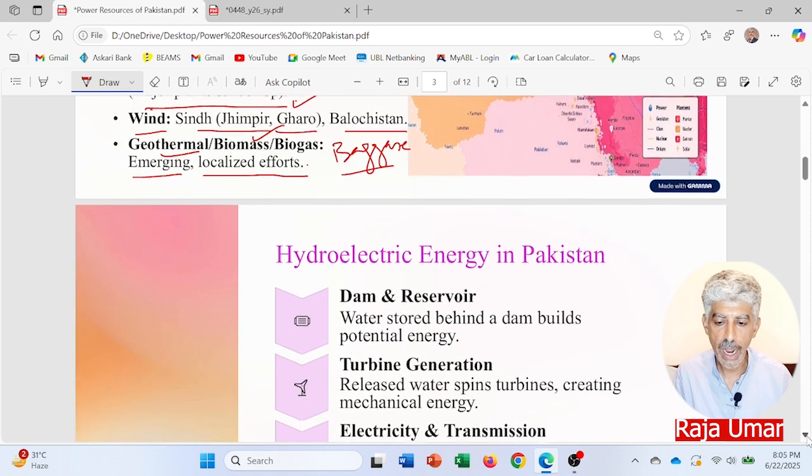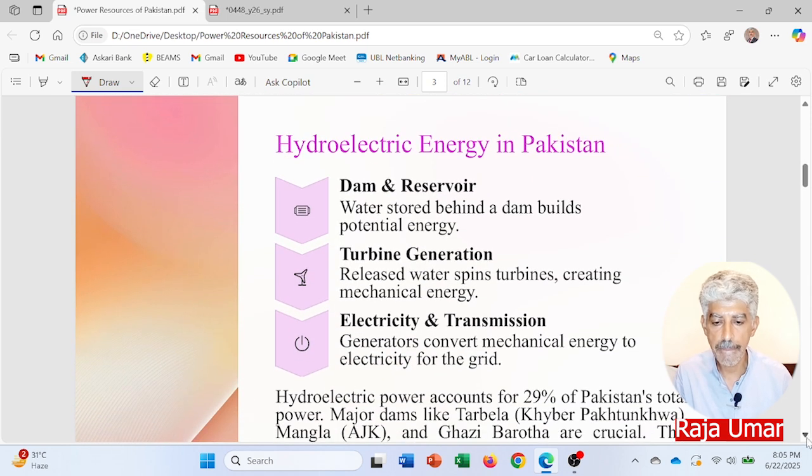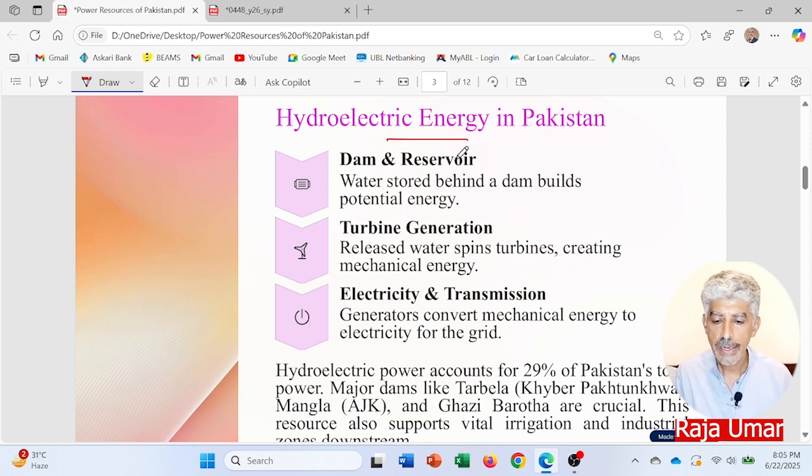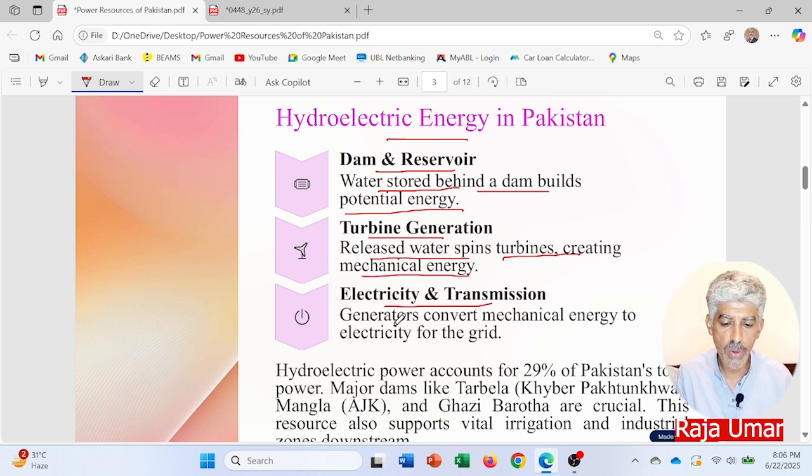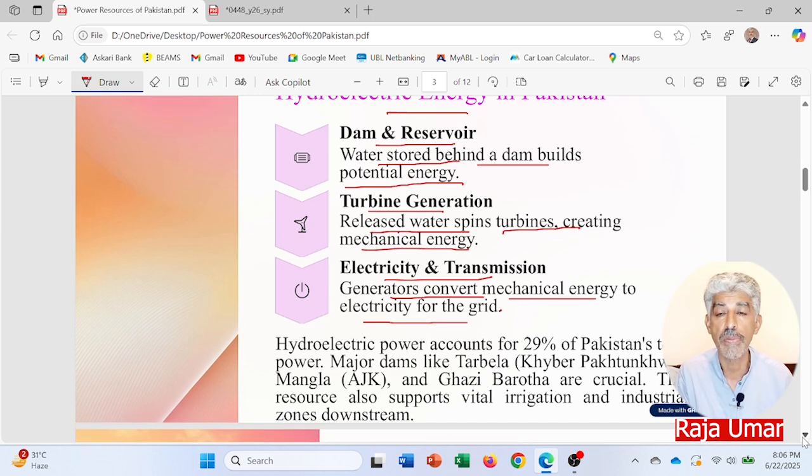So now talking about hydroelectricity in Pakistan. Dams and reservoirs are the major source of hydroelectricity in Pakistan. Water stored behind a dam builds potential energy. Turbine generation: released water spins turbines, creating mechanical energy. Electricity and transmission: generators convert that mechanical energy into electrical energy for the grid, and that is what we call the charge, the power generated by the generator after the conversion of mechanical energy into electrical energy.